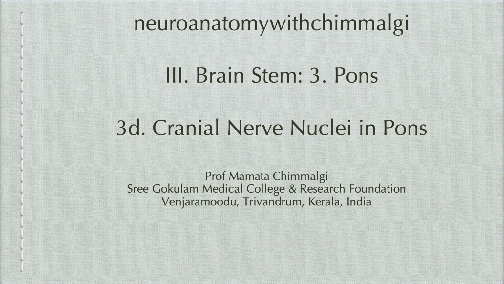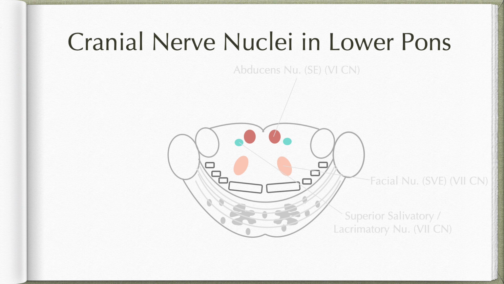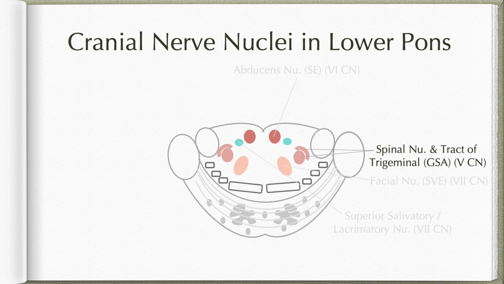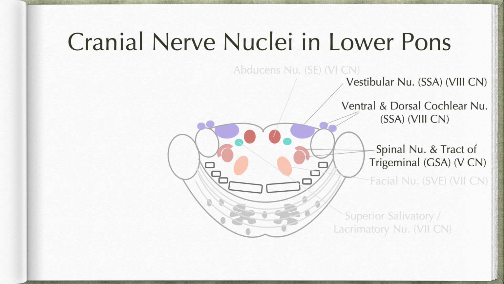Now in this video, let us learn a few details about the various cranial nerve nuclei located in the pons. Among the cranial nerve nuclei in the lower pons, we have already studied the spinal nucleus of the trigeminal and the vestibular nuclei along with the medulla oblongata. We will go on to study the cochlear nuclei in the video on auditory pathway, which will be dealt separately. So let us go on to study the remaining cranial nerve nuclei here.